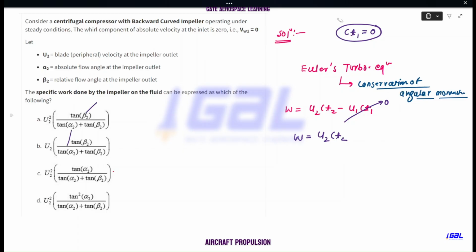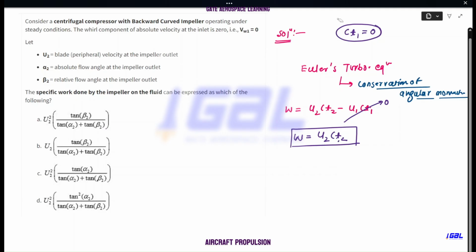Okay, so now if you see, these expressions are in terms of beta 2 and alpha 2, right? Similarly here, alpha 2 beta 2, beta 2 alpha 2. So now you need to modify this expression in terms of alpha 2 and beta 2. Rest is similar. u2 is already present here, right? So we need not touch the u2. We will automatically get whether it will be u2 square or simply u2. Okay, so now we need to modify this expression in terms of alpha 2 and beta 2.